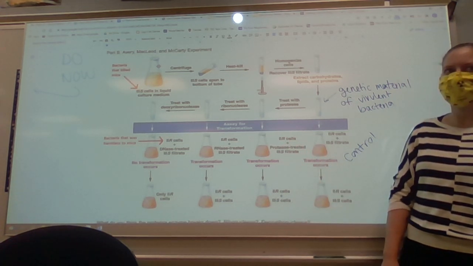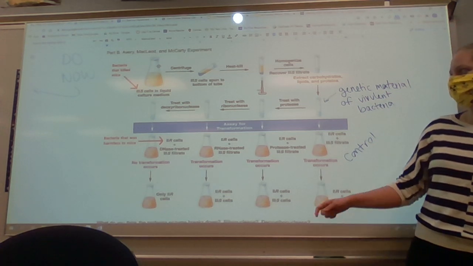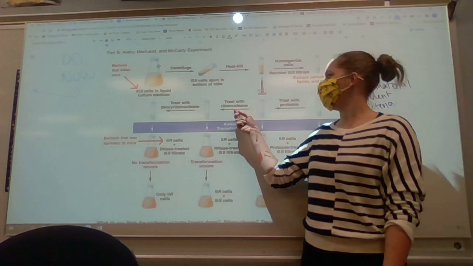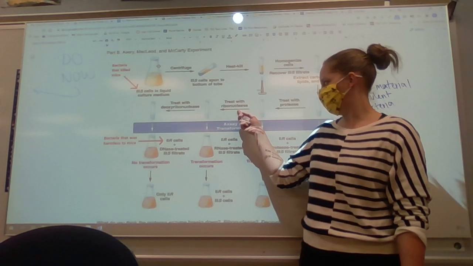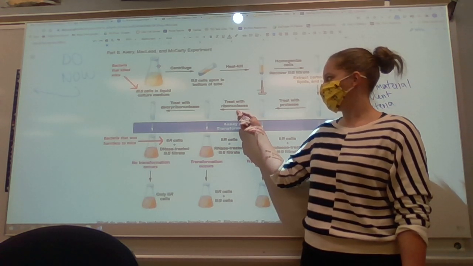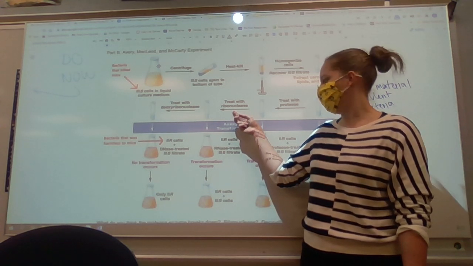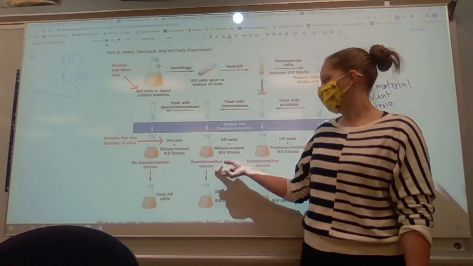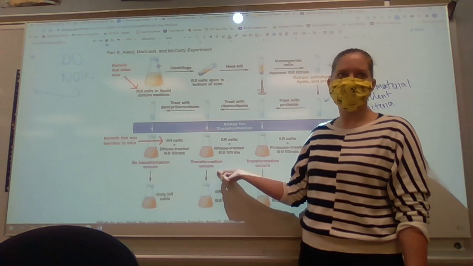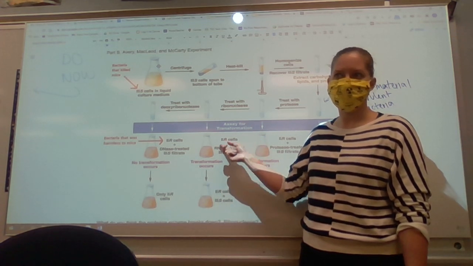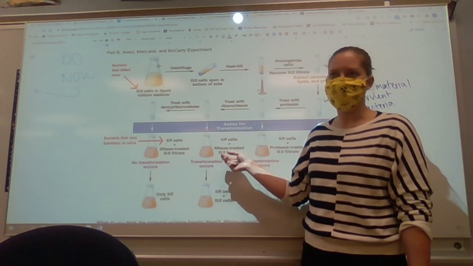Does that make sense? We treat it with ribonuclease. What does that do? It destroys the RNA, so it breaks it apart into teeny tiny little nucleotides, right? And what we end up with is transformation still happens. So what does that tell us? It's not the RNA, okay?